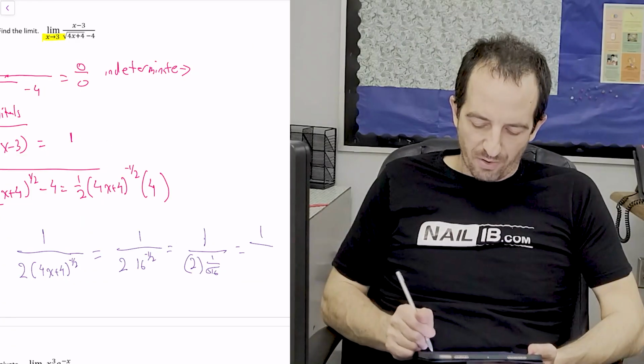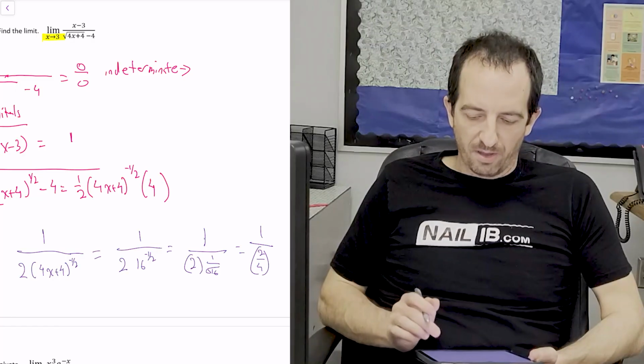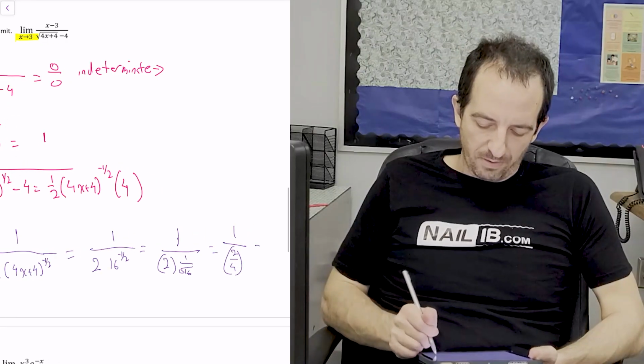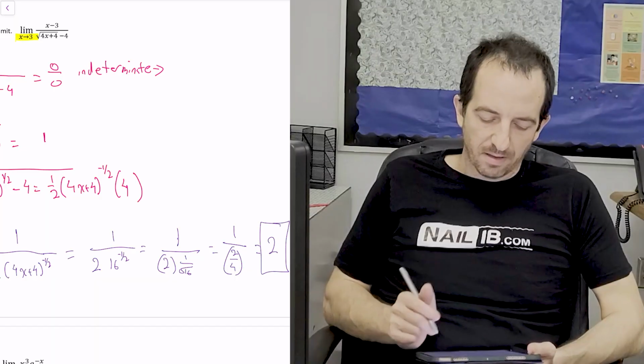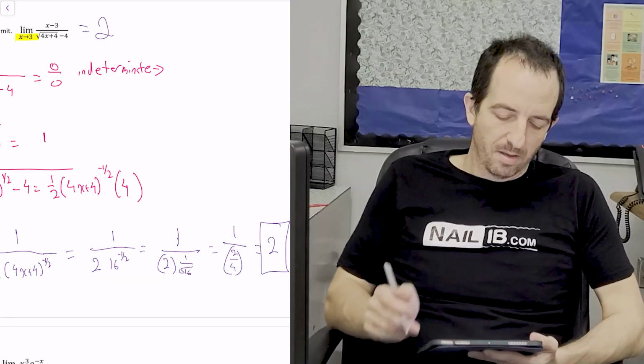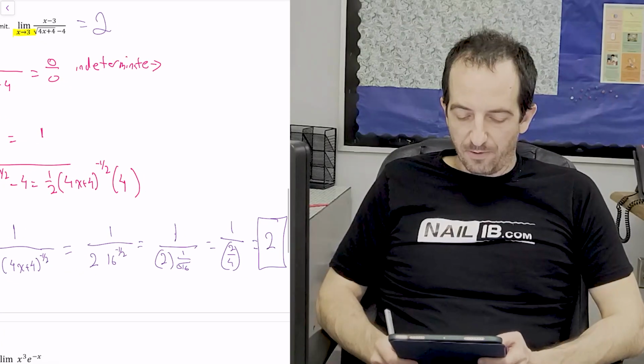This becomes 1 over 2 over 4. What is 1 over 2 over 4? That there is equal to 4 over 2, or 2. Our final answer. So based on L'Hopital's rule, we see that that comes out equal to 2.